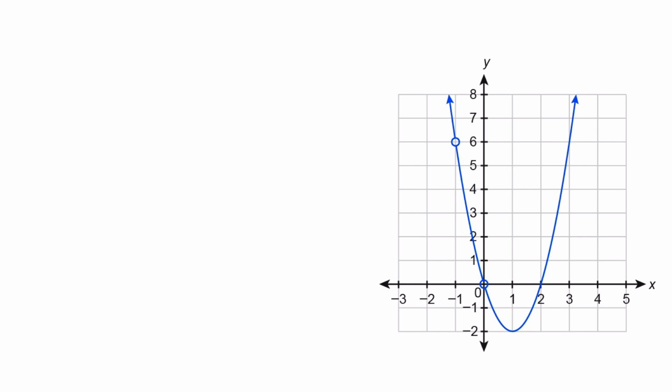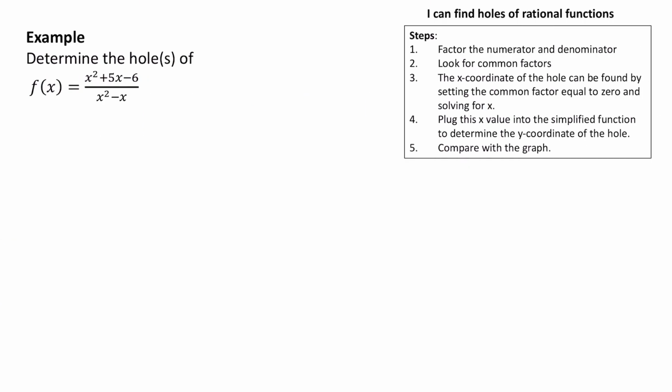If you look at this graph, you can see that we have a hole here at (0, 0), and we also have one here at (-1, 6). So now let's determine the holes of this function. Once again, we're going to factor everything.